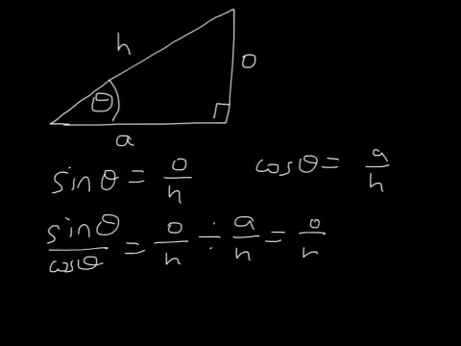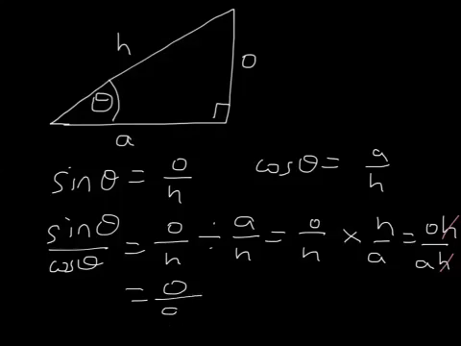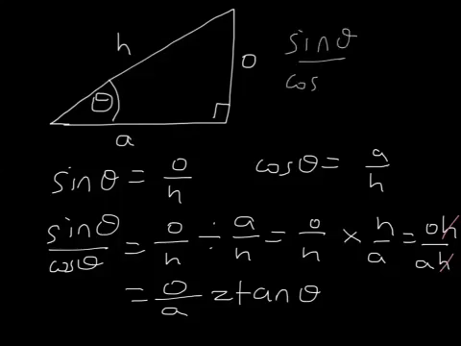If we're dividing fractions, it's the same as multiplying by the reciprocal of the second fraction. So that's O H over A H, O over A. The H's cancel, so therefore sine theta over cos theta is O over A. But opposite over adjacent is tan theta. So from this we can see that sine theta divided by cos theta is the same as tan theta.